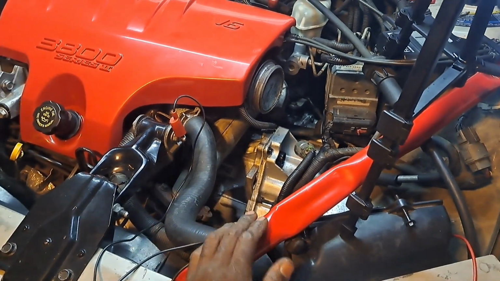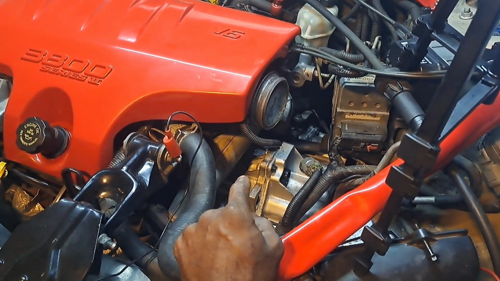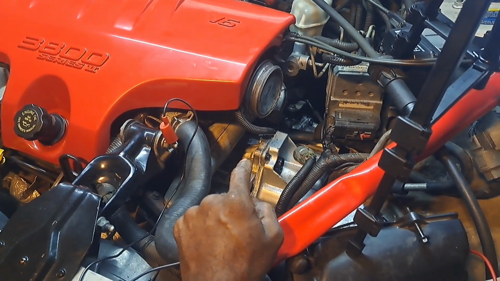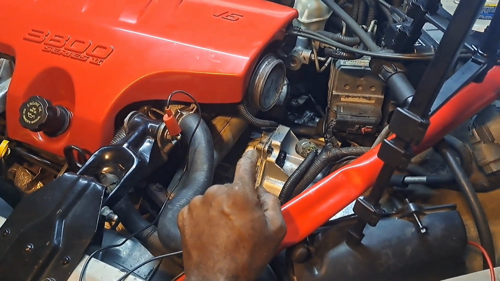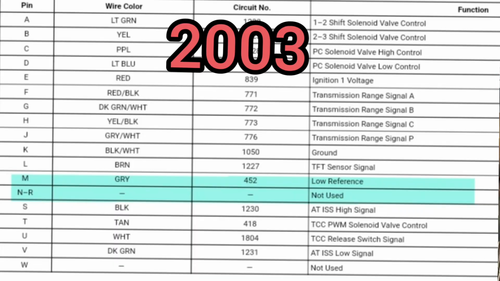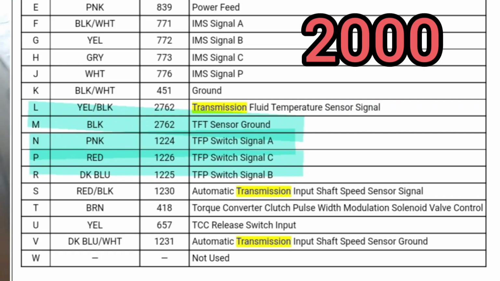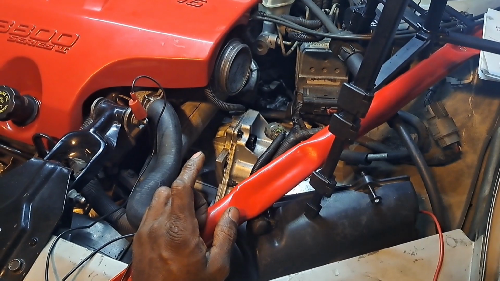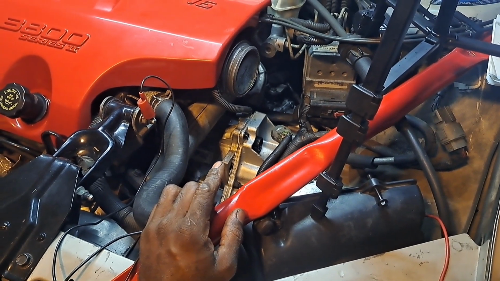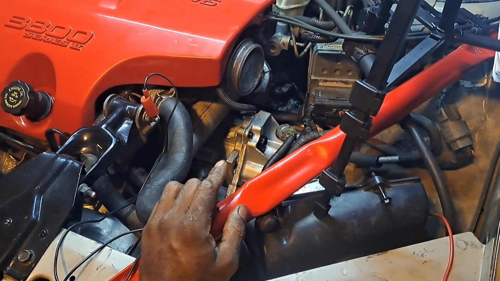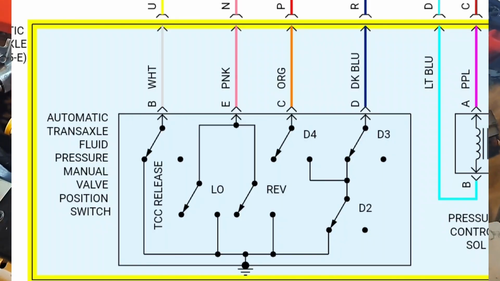Now things can happen with the transmission, don't get me wrong, but when I'm thinking based off the wiring diagram that I wound up seeing for 2003, it does not have a transmission fluid pressure switch. That one has a transmission fluid pressure switch in it. This one doesn't. So I'm going to confirm that this doesn't have a transmission fluid pressure switch by looking at the diagram and doing a basic resistance test.